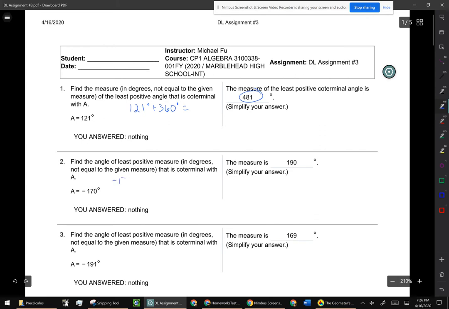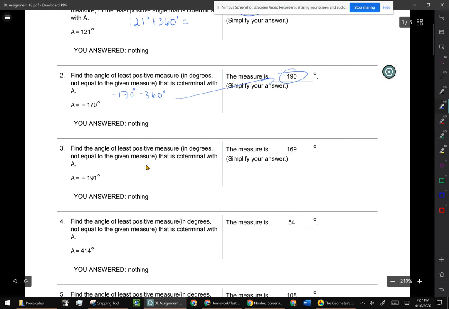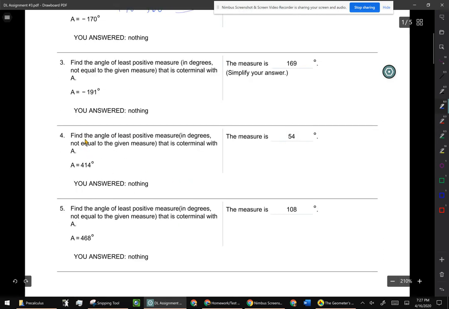So again, negative 170 plus 360 degrees, and that's your 190 degrees. And you can see over here, that's 190 degrees going that way. So again, just add 360. It's pretty straightforward. Once you get to this question, it's the same one, so you can do the same there. Same idea here, right?